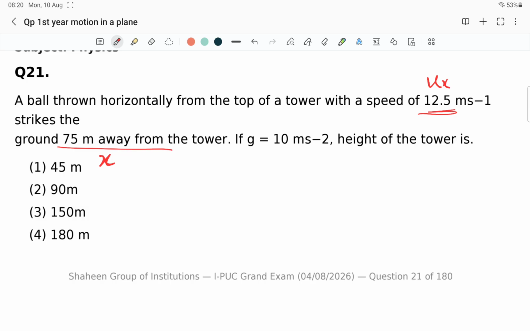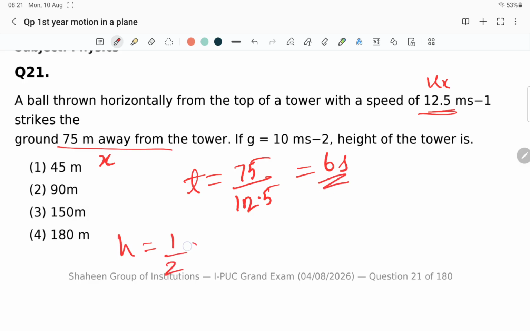So how will you find it? First you will find time. Time equals distance by speed. Distance is 75, speed is 12.5. You solve this, you get 6 seconds. Once you get that, height can be given as h is equal to half gt square. You solve, you get 180 meter as the answer.